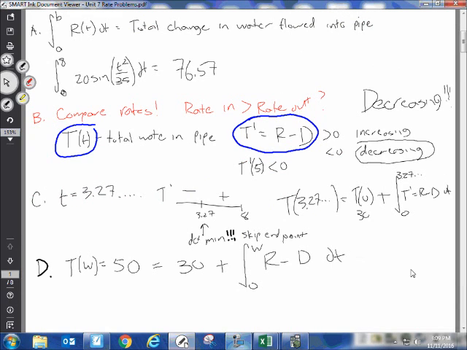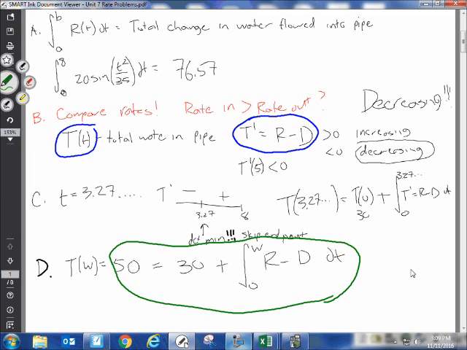So when is the total amount going to be 50? Well, we'll have the initial amount, we'll have the change. This would be my answer. This would give you full credit. Okay, rate problems. They're kind of tricky.